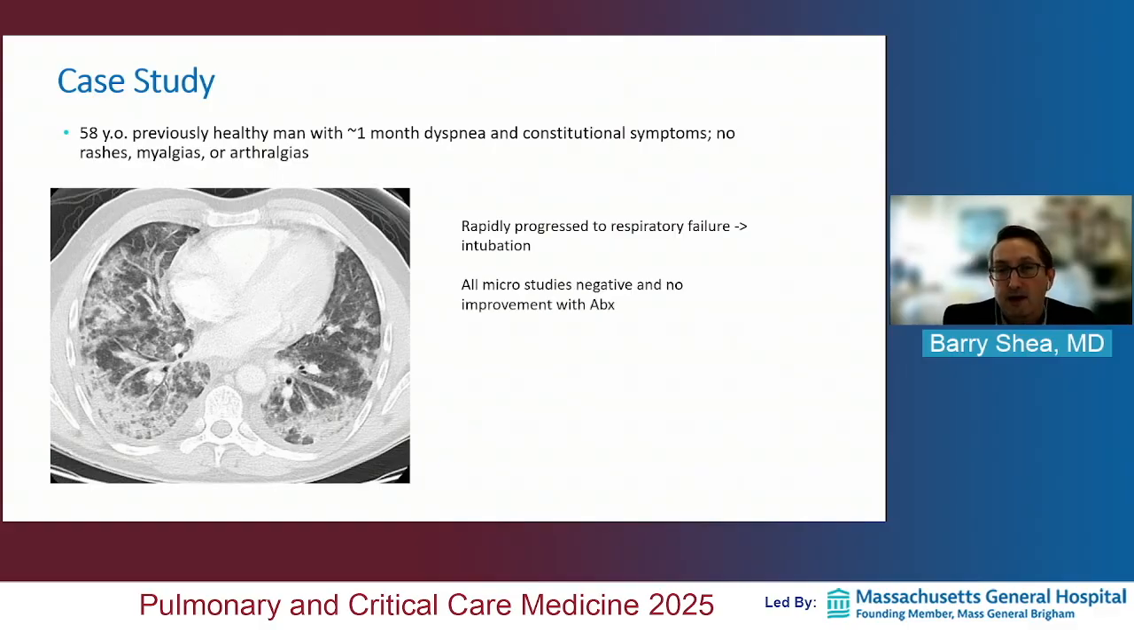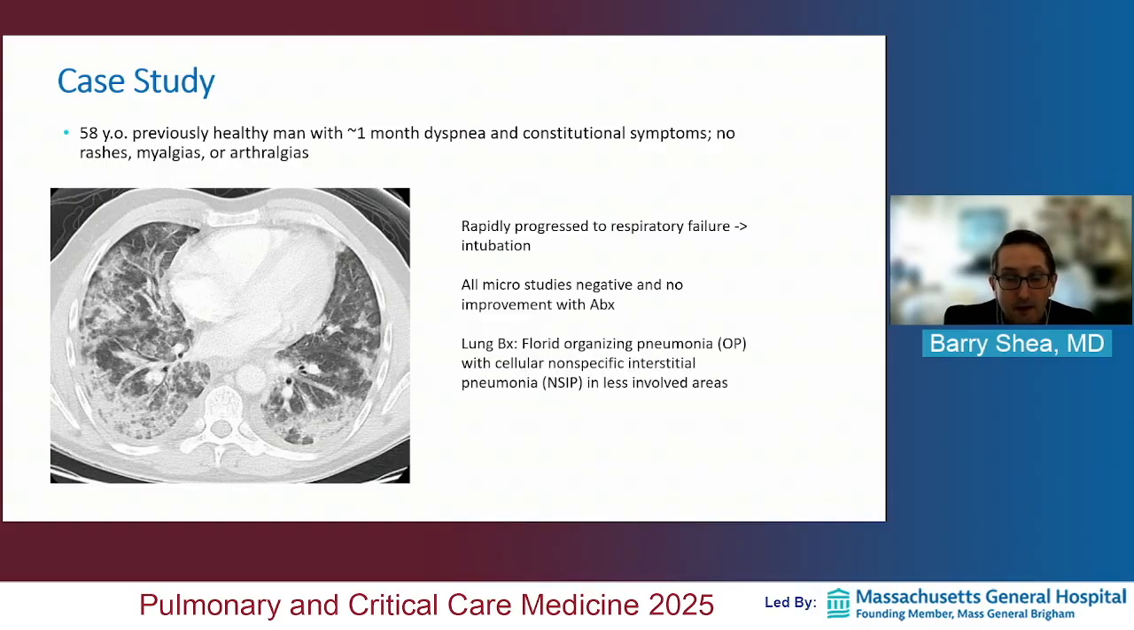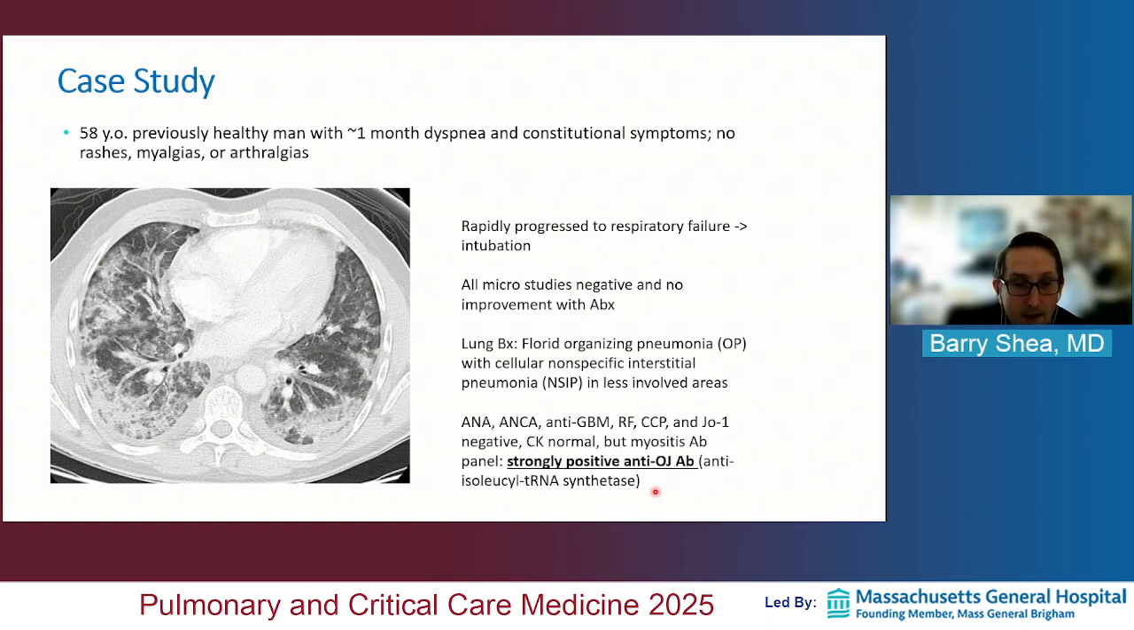All of his microbiological studies were negative. He did not improve with antibiotics and diuresis. He ultimately underwent a lung biopsy that showed florid organizing pneumonia with some other areas of non-specific interstitial pneumonia, or NSIP. And ultimately, his serologies came back positive for anti-OJ antibodies.